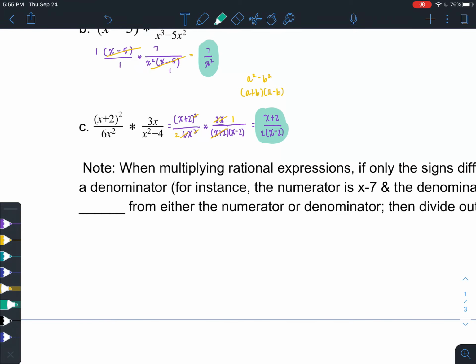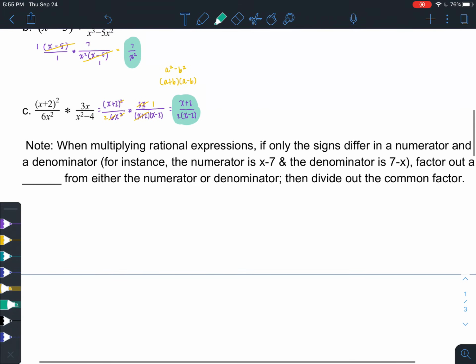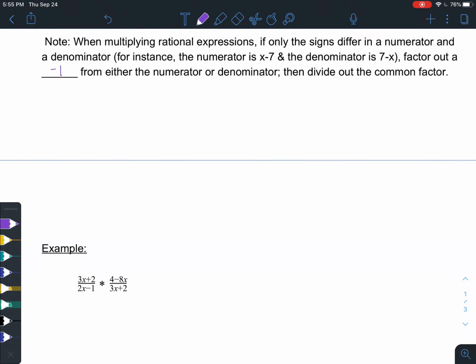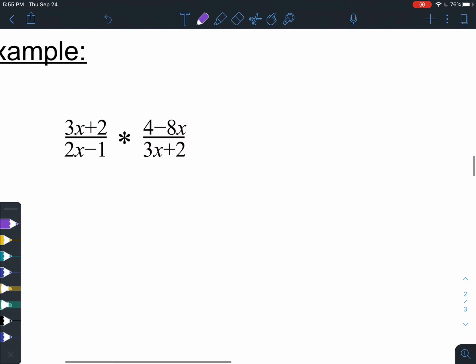All right, so when we are multiplying rational expressions, if only the signs differ in a numerator and a denominator, then if we factor out a -1 from either the numerator or denominator, we can divide out that common factor. So here's an example of that.